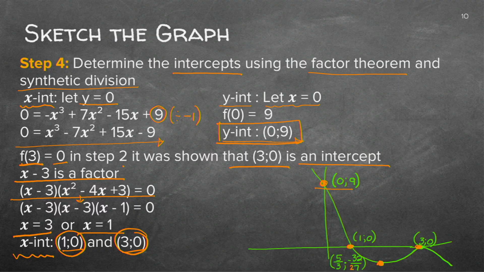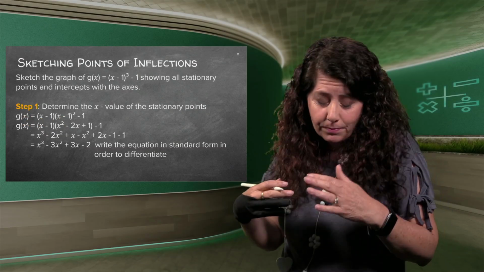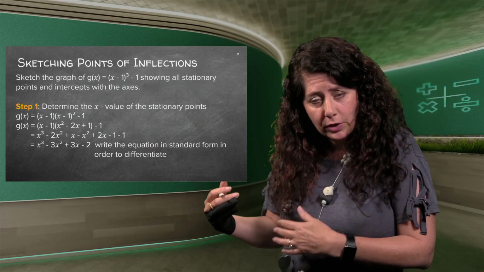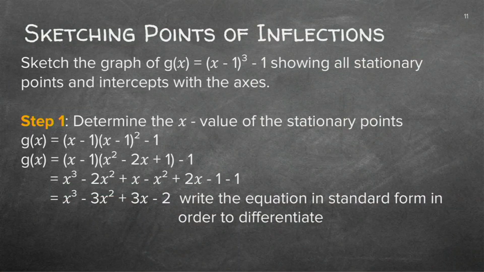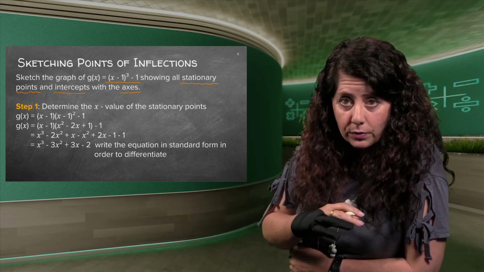If we look at sketching points of inflection, we basically do more or less the same steps in order to get that. So you need to sketch the graph of g(x) equals (x minus 1) to the power of 3 minus 1, showing all the stationary points and the intercepts with the axes. So it's very similar to the previous one, but we will work through all the steps.